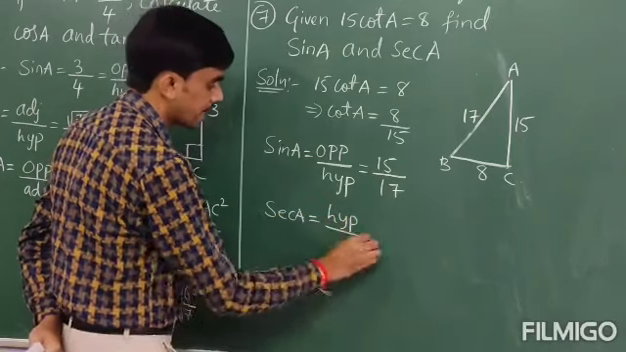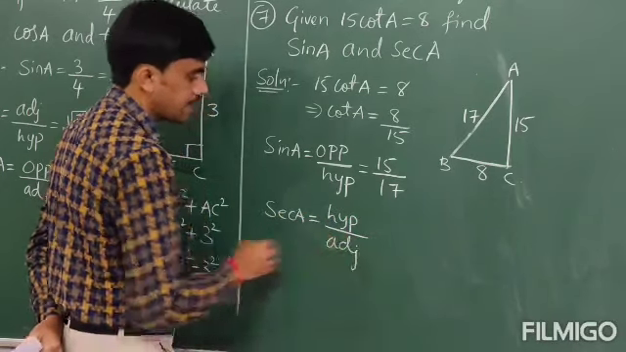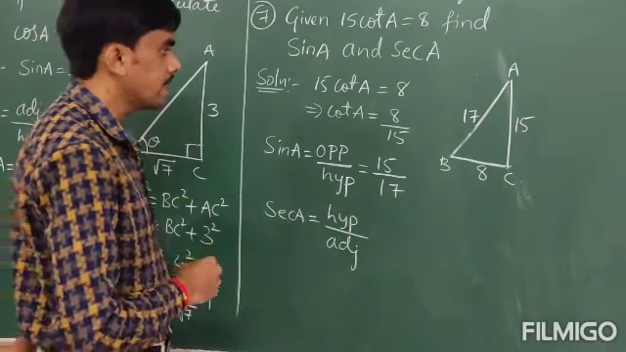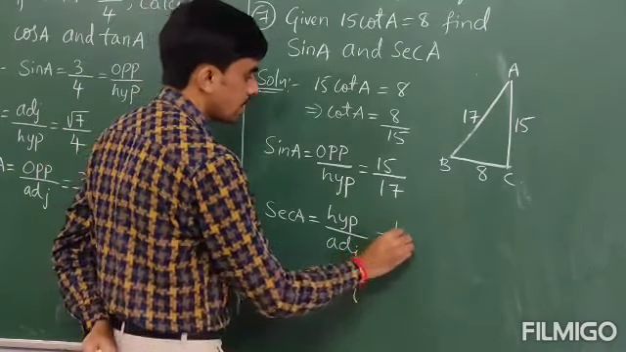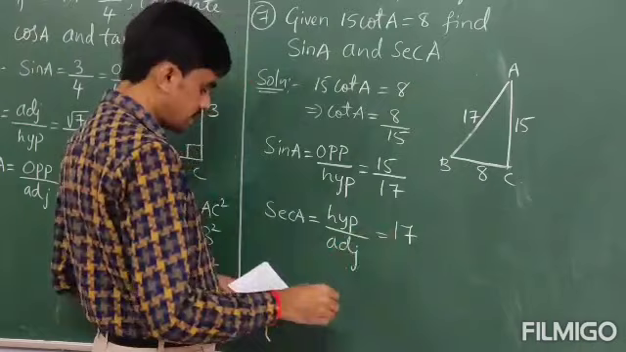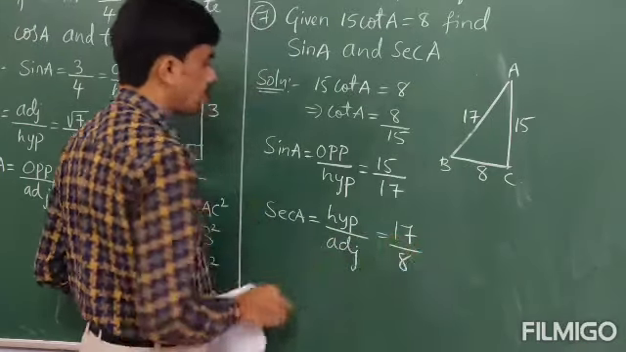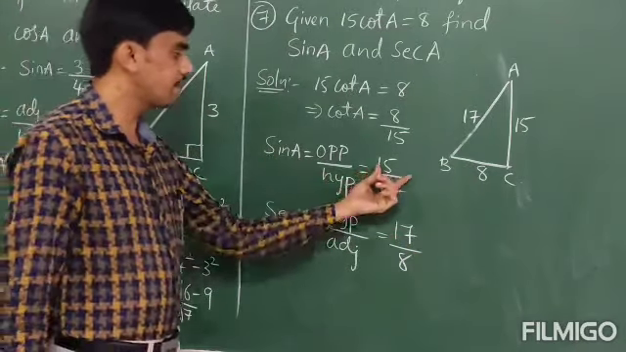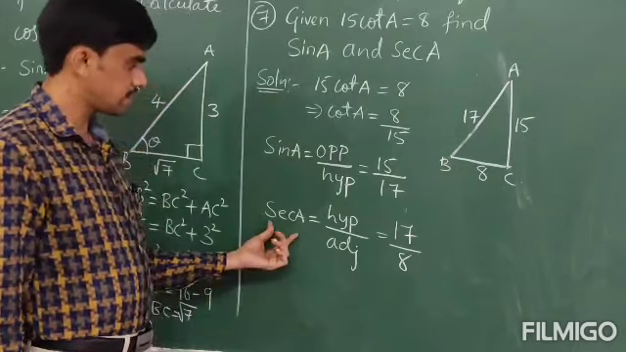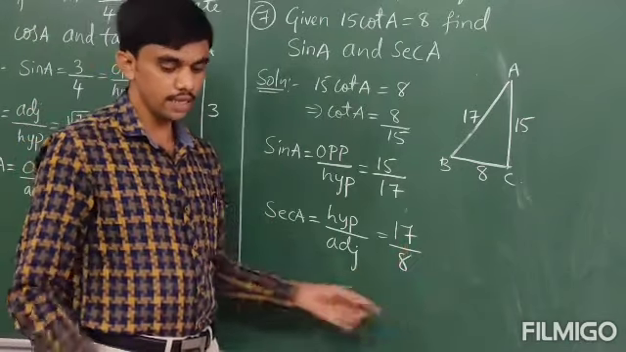Secant A is hypotenuse divided by adjacent side. So hypotenuse is how much? 17. Adjacent is how much? 8. Therefore, the value of sin A is 15 by 17. The value of secant A is 17 by 8.